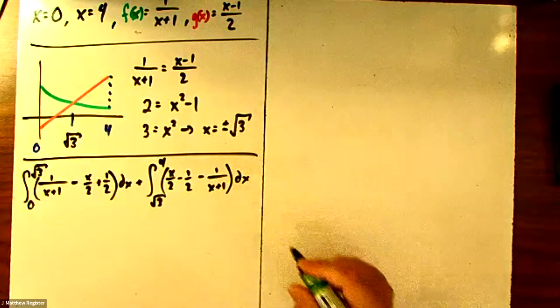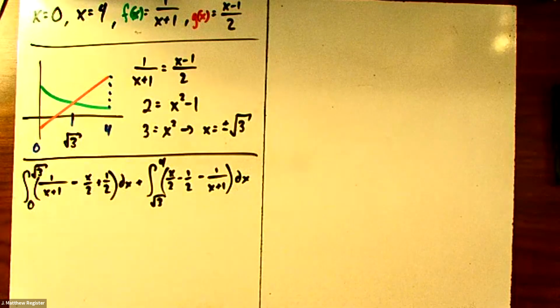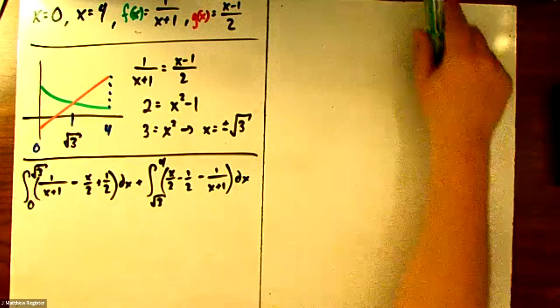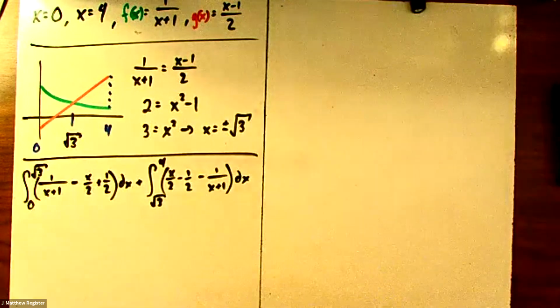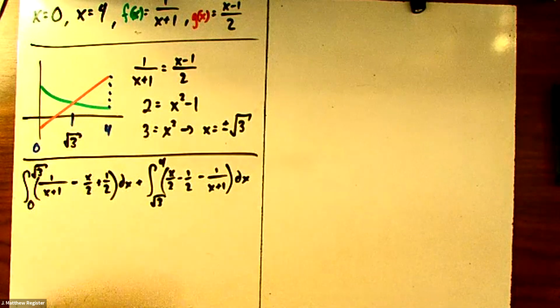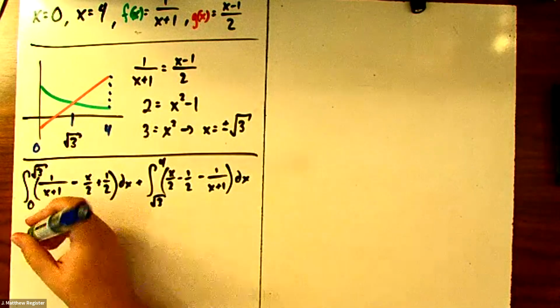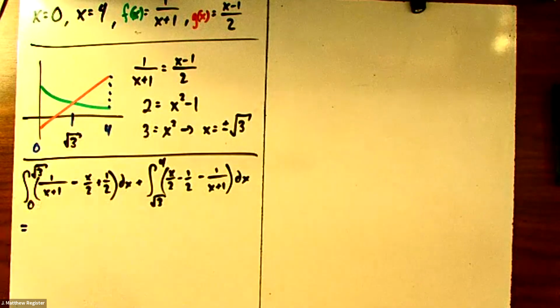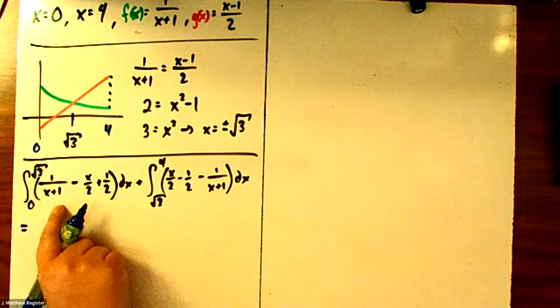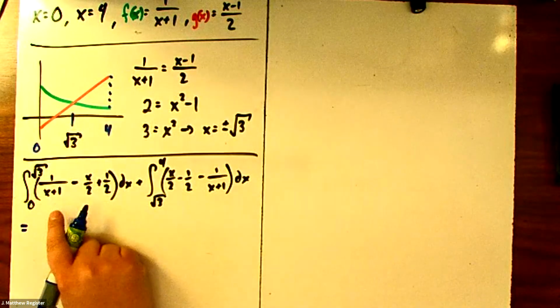Parentheses and a dx. This is going to have a number of terms once we are done with it, but that's okay. And so now we actually have to integrate these. And integrating it is going to be messy. And so the first one, integral of 1 over x plus 1.